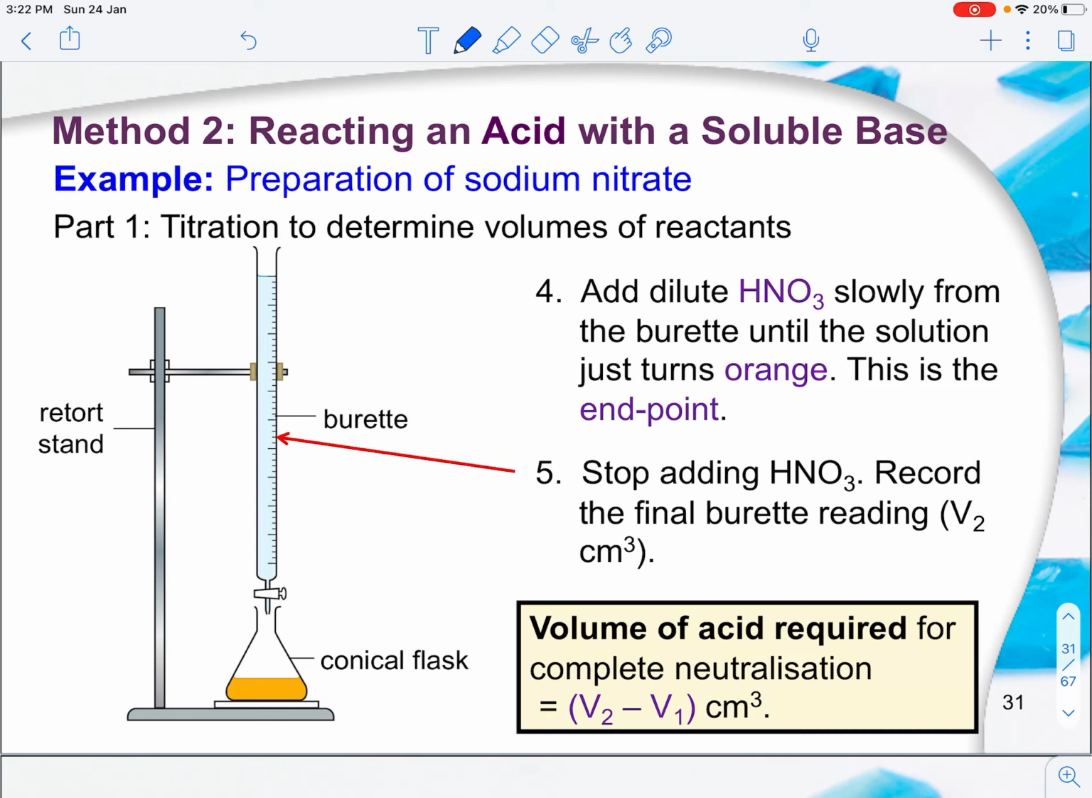Identify the final volume of the burette used. That means, let's say initially you started here, you add, and then it ends here. So this is V1 and this is V2. This difference is the volume of acid that you use for salt preparation, and that's how they get the formula V2 minus V1. Okay.